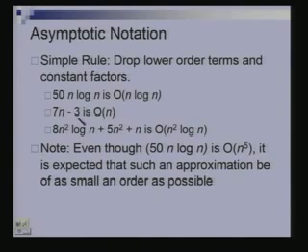7n minus 3, I drop the constants and lower order terms, I get that 7n minus 3 is big O of n. I have some complicated function like 8n square log n plus 5n square plus n. I just drop all lower order terms. So this is the fastest growing term because this has n square as well as log n in it.